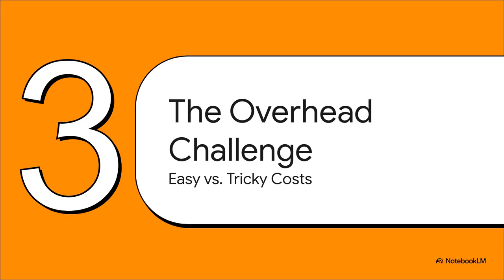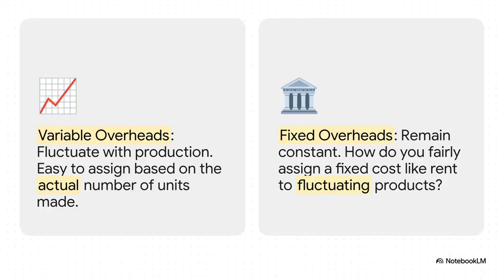Well, it all comes down to how they behave. And this right here perfectly illustrates the problem. Your factory rent is, let's say, $100 grand a month. It doesn't care if you make one t-shirt or a million t-shirts. So how do you attach a piece of that rent to each shirt? If you only made one shirt all month, is that shirt now worth $100 grand? Of course not. That's insane, right? So we obviously need a rule to solve this mess.